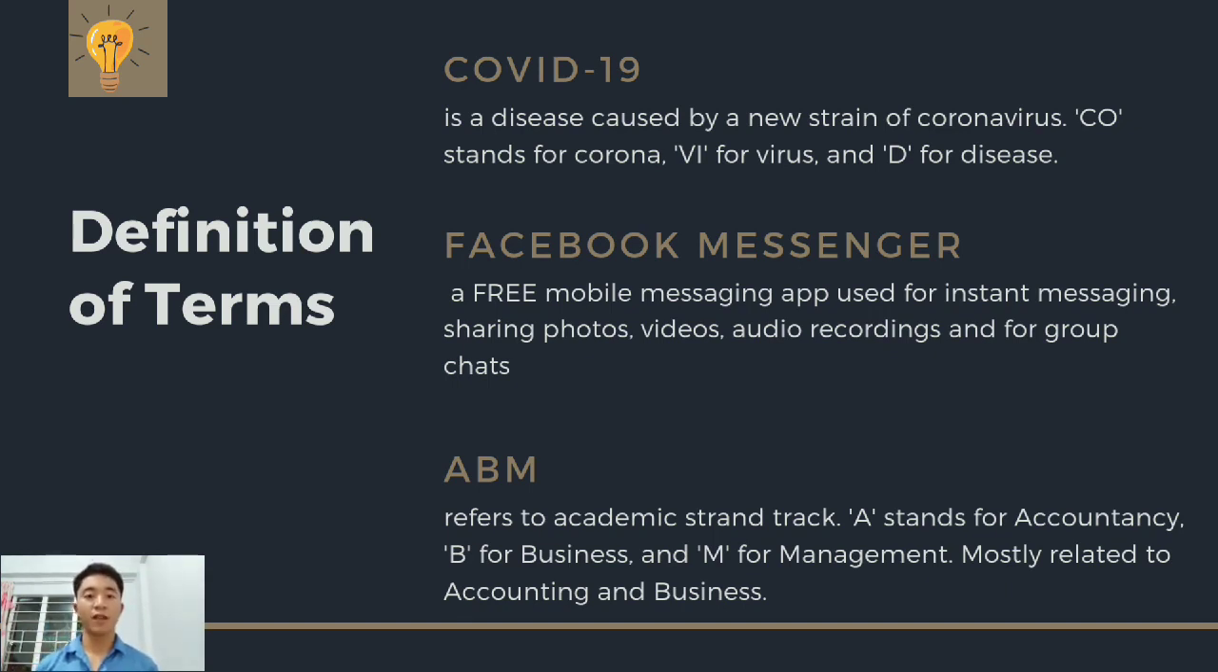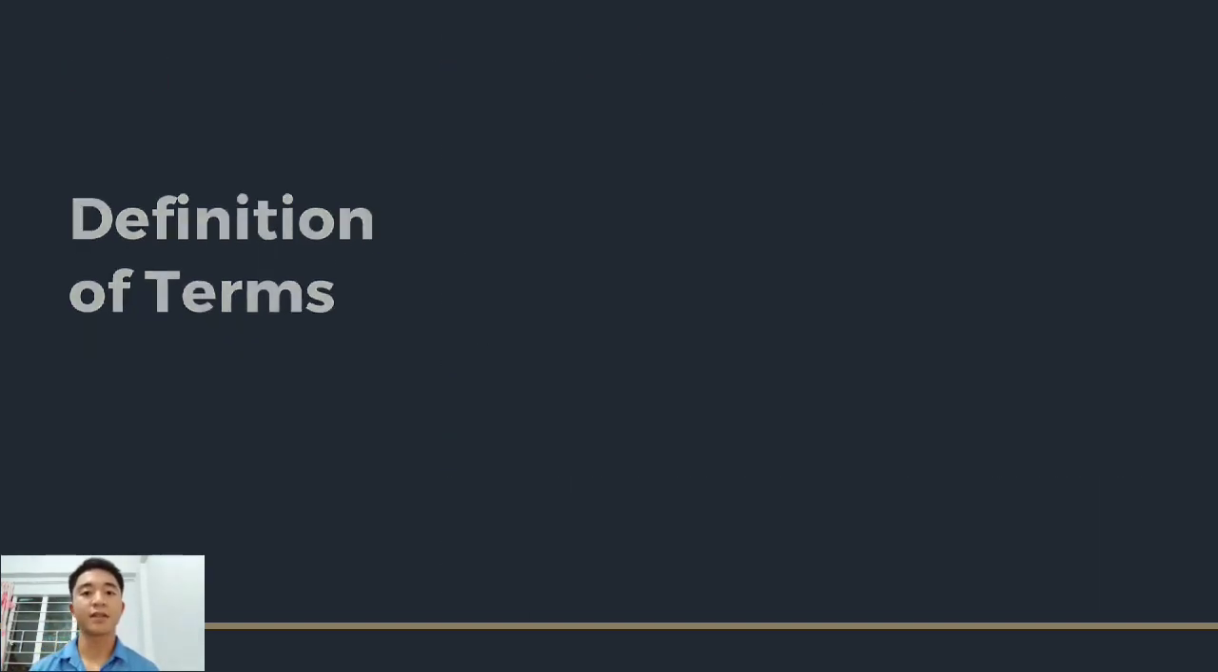Second is Facebook Messenger. It is a free mobile messaging application used for instant messaging, sharing photos, videos, audio recordings, and for group chats. Third term is the ABM. ABM refers to academic student track. A stands for accountancy, B for business, and M for management, mostly related to accounting and business.